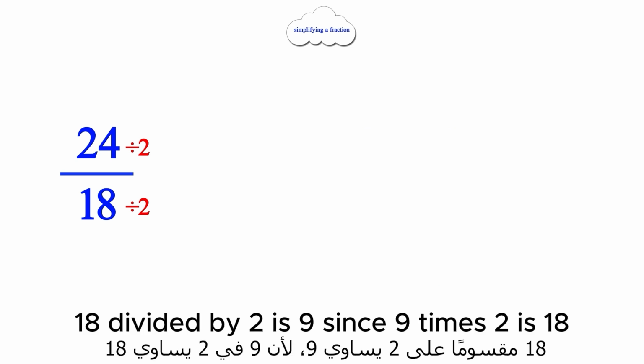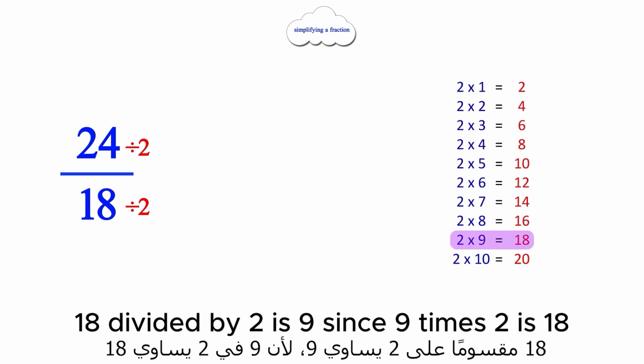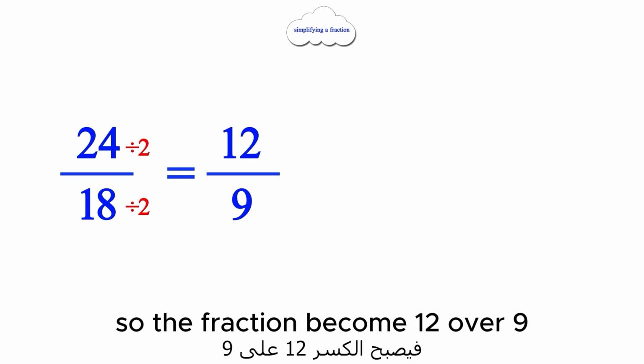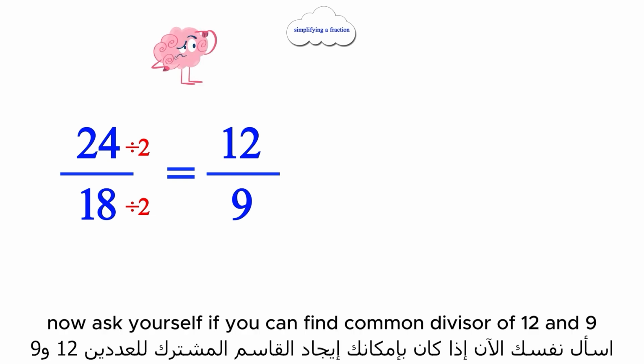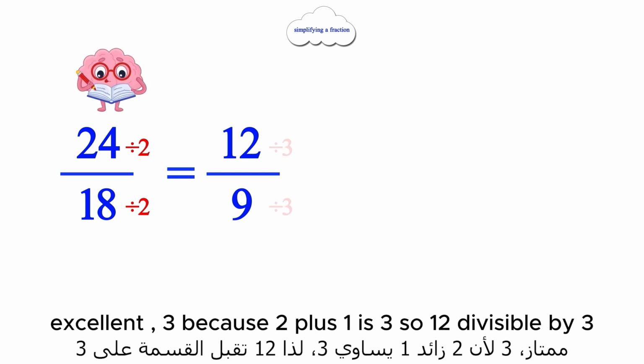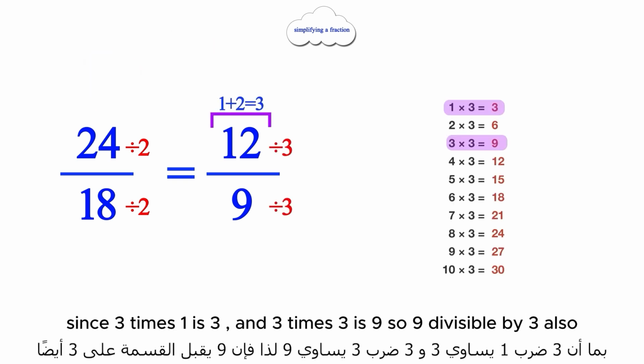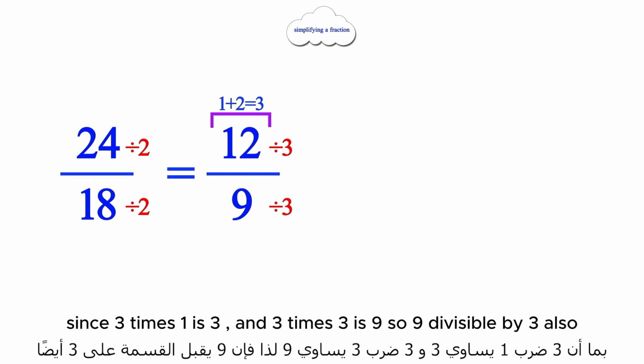18 divided by 2 is 9, since 9 times 2 is 18, so the fraction becomes 12 over 9. Now ask yourself if you can find a common divisor of 12 and 9. Excellent. 3, because 1 plus 2 is 3, so 12 is divisible by 3, and 9 is divisible by 3 also.